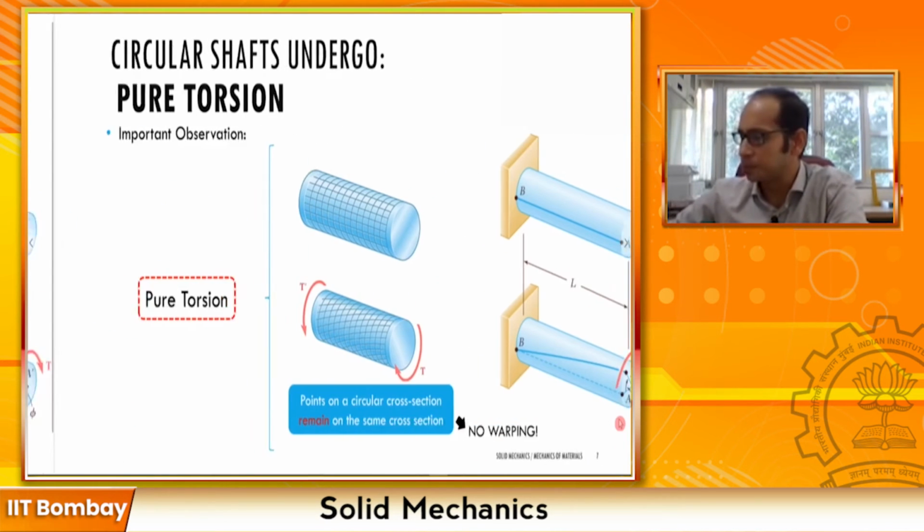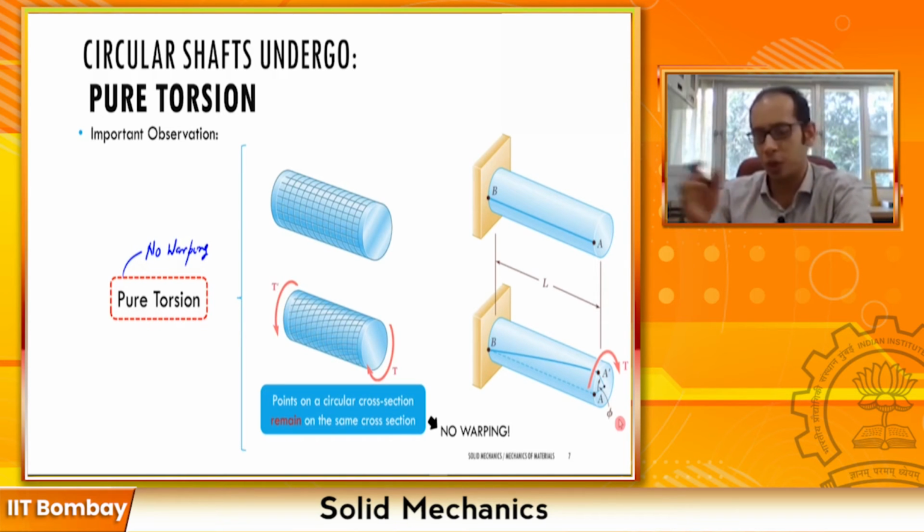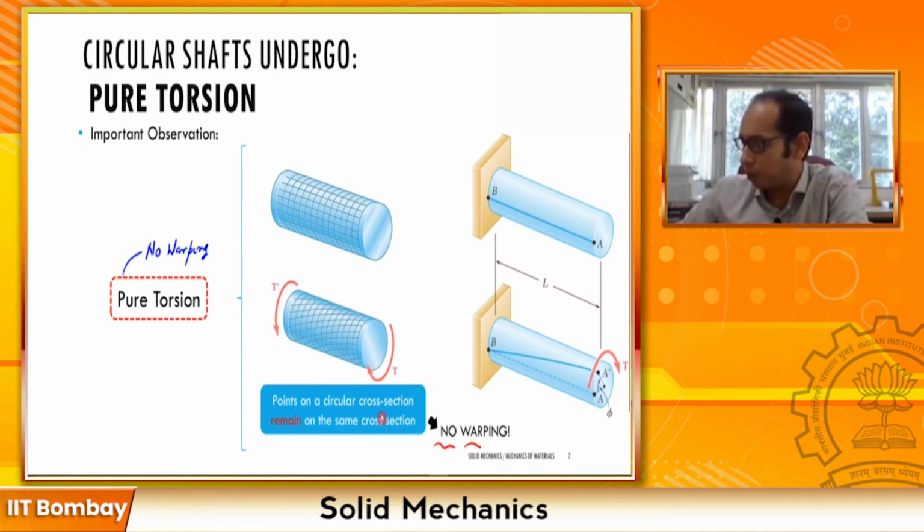Now, so again, just reinforcing that idea, this case is the case where you have no warping is known as pure torsion. So this is pure torsion, means when you have no warping, that is the cross sections still remain perpendicular to the longitudinal axis, and as indicated here, the points on the circular cross section remains on the same cross section, and you do not have any phenomena of warping over here.